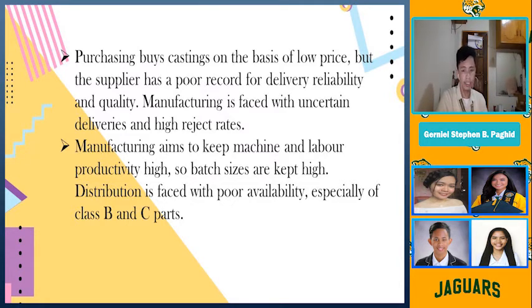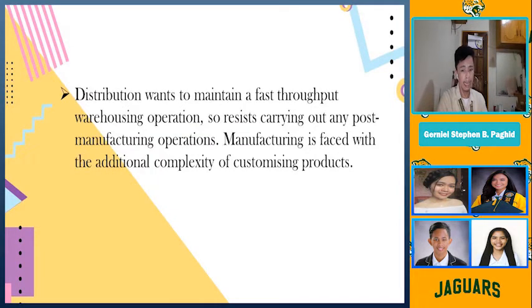Second, manufacturing aims to keep machine and labor productivity high, so batch sizes are kept high. Distribution is faced with poor availability, especially of Class B and C parts. Lastly, distribution wants to maintain a fast throughput warehousing operation, so resists carrying out any post-manufacturing operations. Manufacturing is faced with additional complexity of customizing products. Internal integration is the key starting point for broader integration across the supply chain.